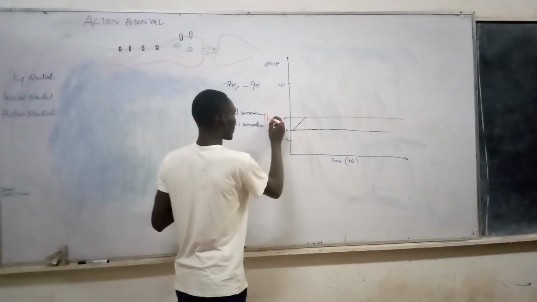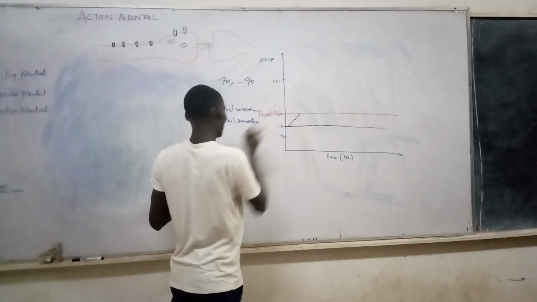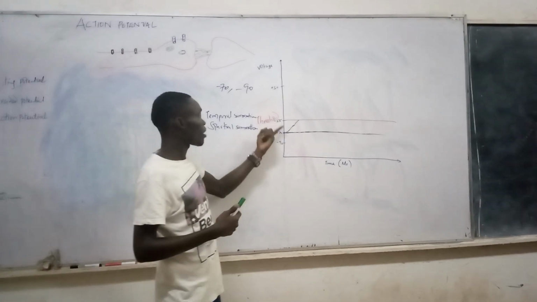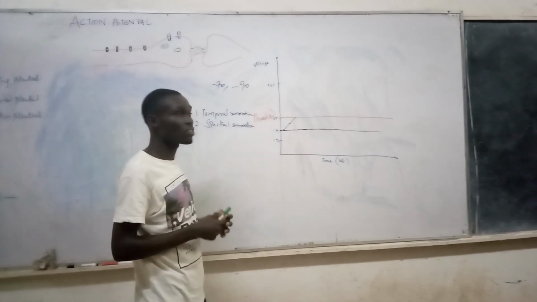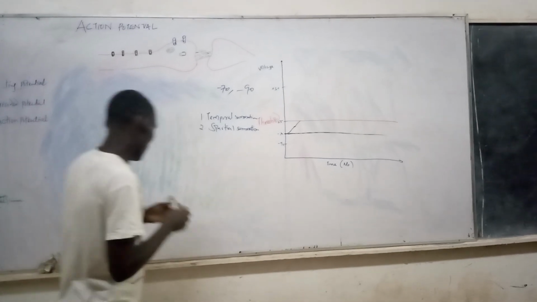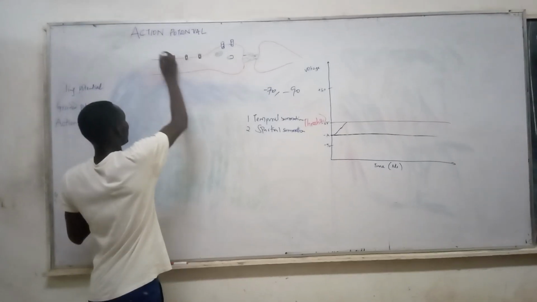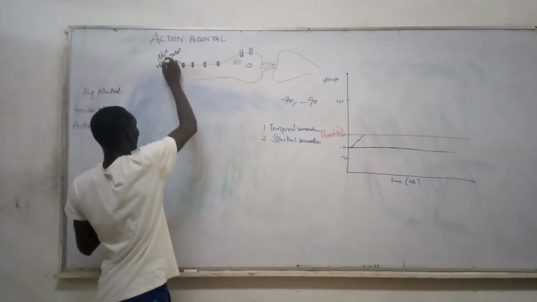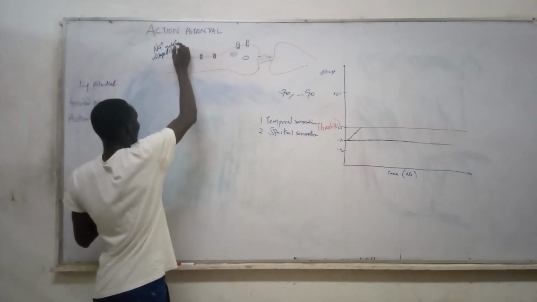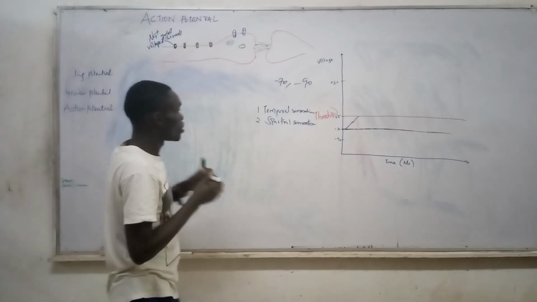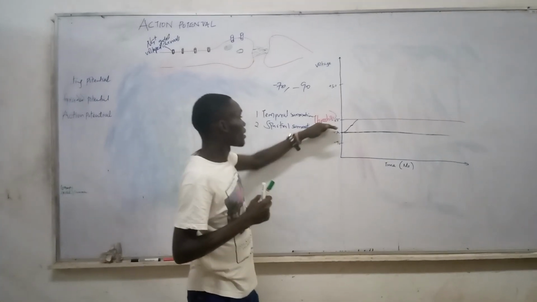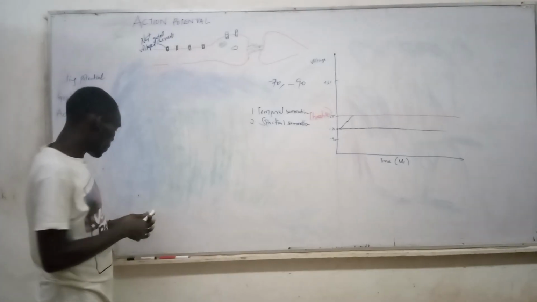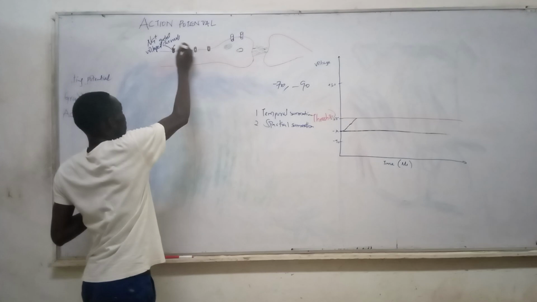Negative 55 we call the threshold. When the stimulation continues and the voltage difference goes up to negative 55, something happens. There are these channels here, which we call voltage-gated sodium channels. When the membrane reaches threshold, these channels open up, and sodium ions leak in.